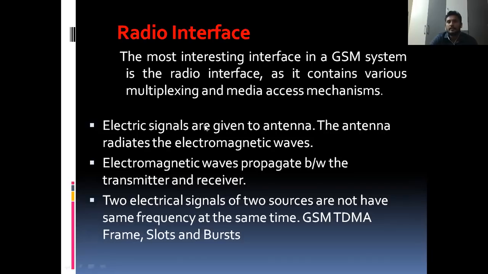Here the electrical signals are given to antennas, and the antennas radiate electromagnetic waves. In GSM, communication from one mobile station to another happens by signal propagation. The electrical signals are given to the antenna, which is nothing but a BTS, and we already discussed antennas at the BTS level. Electromagnetic waves propagate between the transmitter and receiver. Two electrical signals from two sources cannot have the same frequency at the same time.